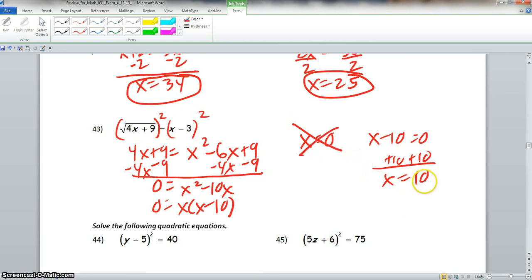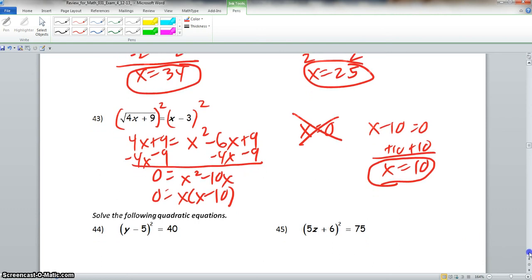Now we're going to try 10. 4 times 10 is 40, plus 9 is 49. The square root of 49, we know is 7. 10 minus 3 is 7, so we know 7 equals 7. So our final answer here is just x equals 10.